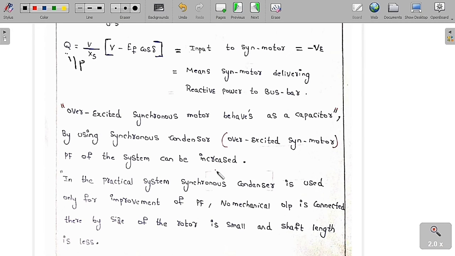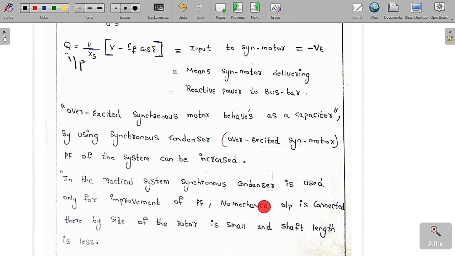Simply we can say that under no load, if you over-excite a synchronous motor, it behaves like a capacitor. So by using the synchronous condenser, the over-excited synchronous motor at no load condition, the power factor of the system can be increased, because it can deliver the reactive power. Whatever the input power from the mains, the reactive power can be decreased, so we increase the power factor of the mains. With the help of this synchronous motor at no load condition, it delivers the reactive power to the bus bars, so the net amount of reactive power from the mains can be decreased, and we improve the power factor of the system.